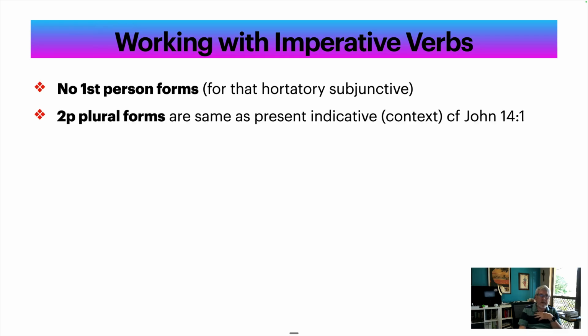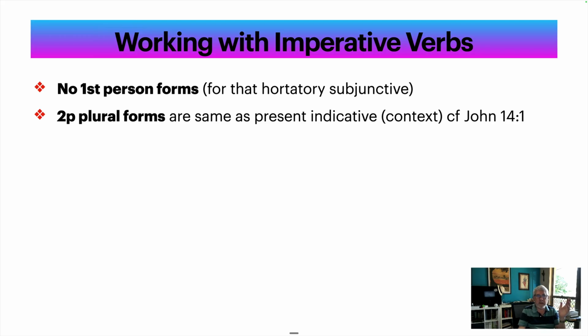So, working with imperative verbs, firstly, there's no first person form of the imperative in Greek. That's going to be handled in Greek by using the subjunctive. The other thing to be aware of is that the second person plural forms, you plural, imperative, are written exactly the same way as the present indicative, and we'll have a good example of that in John chapter 14, a very familiar passage. We'll have a look at that in just a moment.